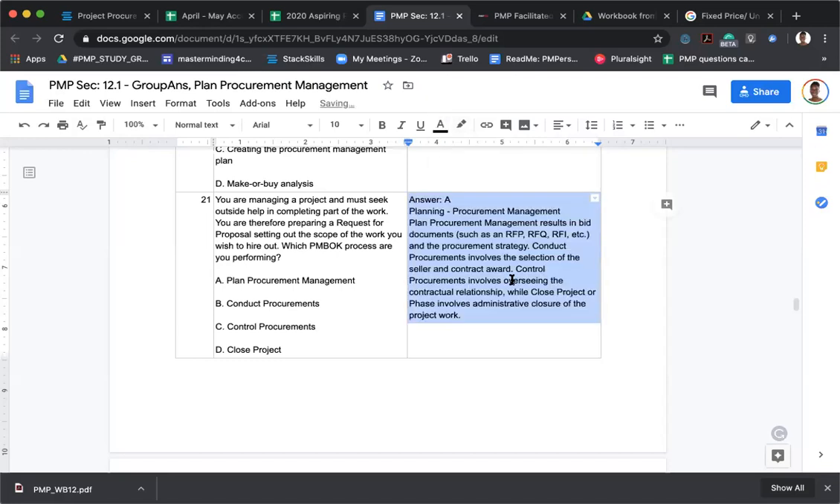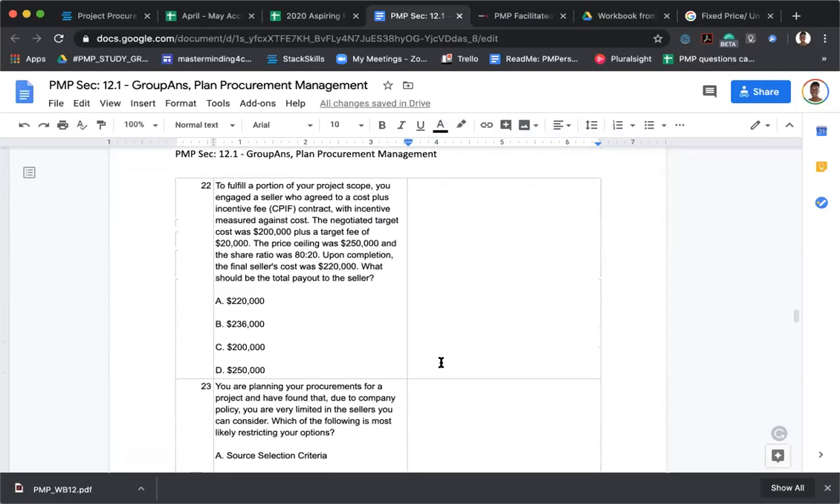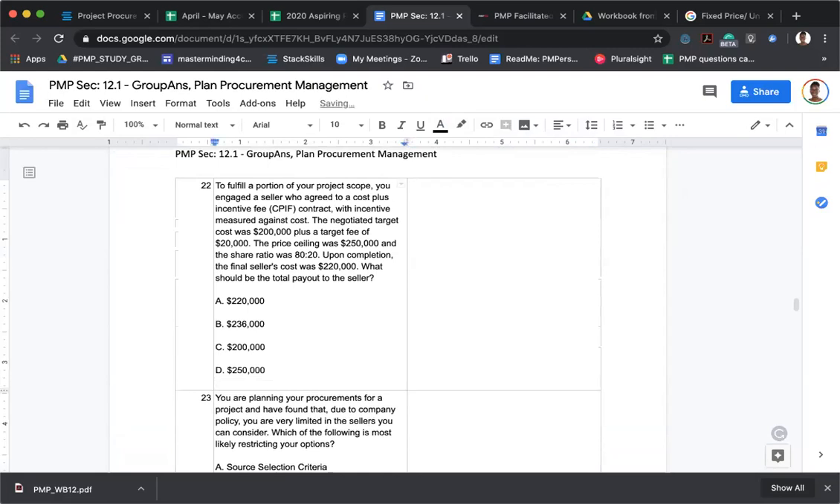Okay, so whose turn is it? And another one. To fulfill a portion of your project scope, you engaged a seller who agreed to a cost plus incentive fee contract with incentive measured against cost. The negotiated target cost was $200,000 plus a target fee of $20,000. The price ceiling was $250,000 and the share ratio was 80-20. Upon completion, the final seller's cost was $220,000. What should be the total payout to the seller?